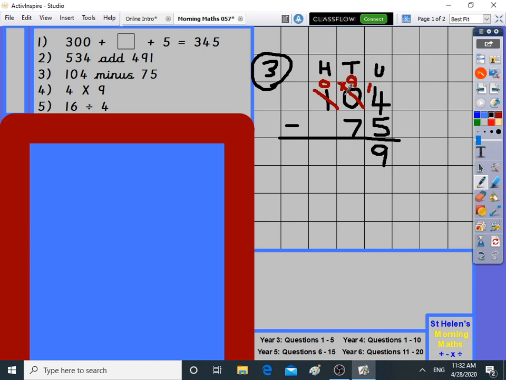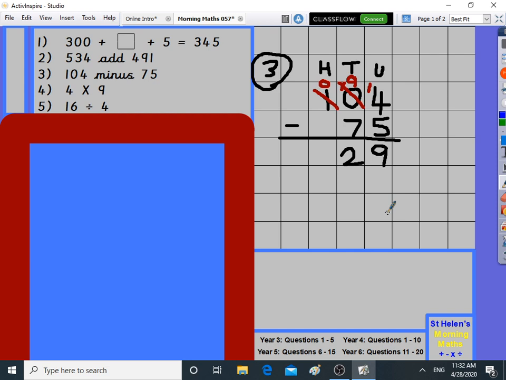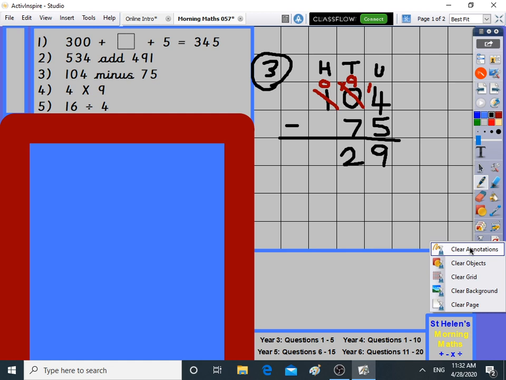Over here in the tens column, 9 take away 7 is 2. And here we have this 0. You could write it, but it doesn't change anything. It's 29. You don't need the 0, it's just 29. 104 take away 75 is 29. Minus usually makes things smaller, and it did this time. Let's go on to number 4.